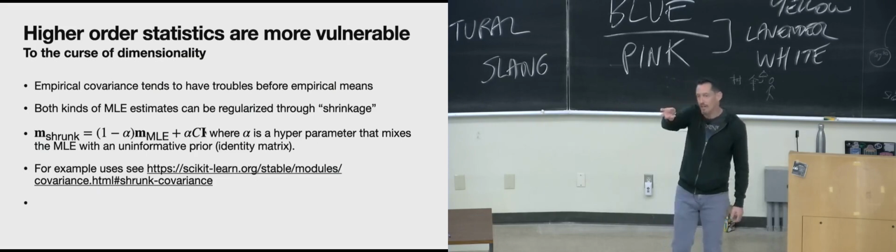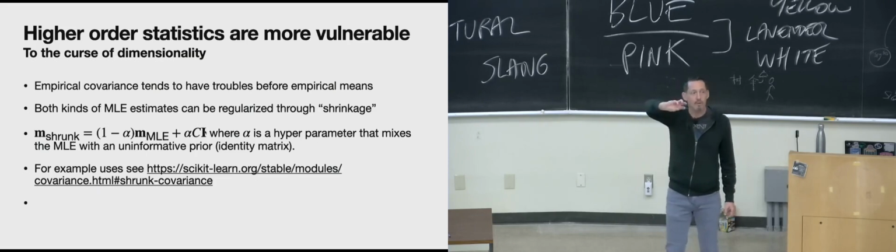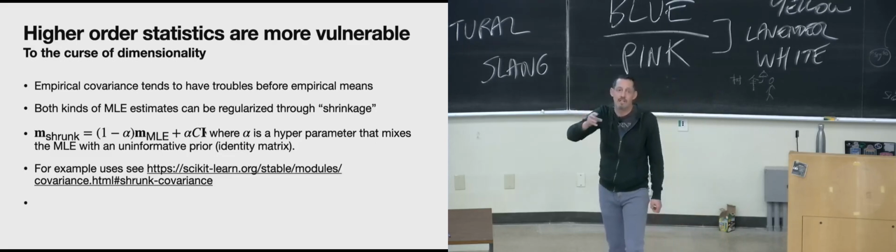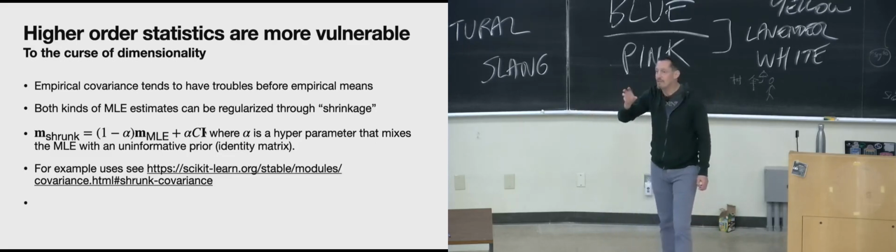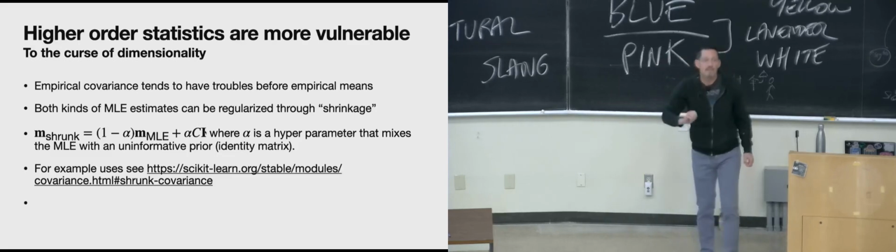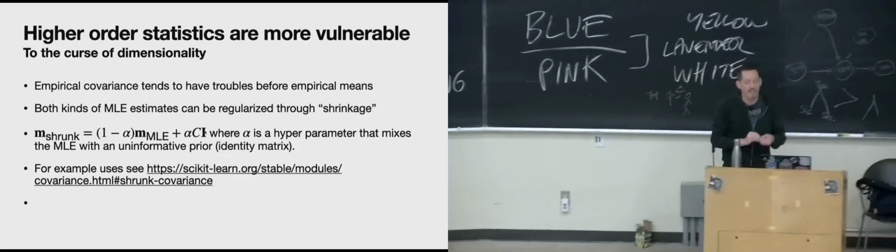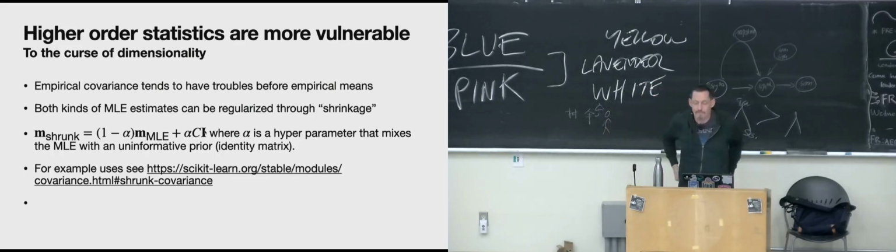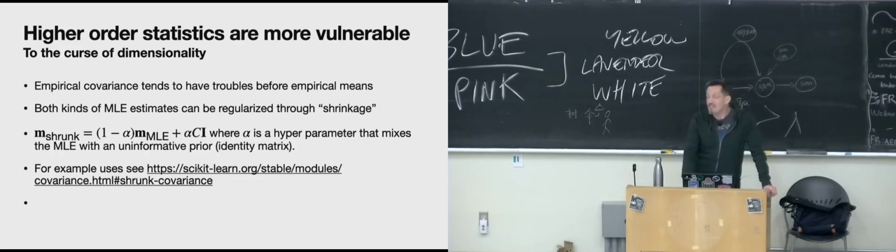Alpha is a little parameter, a hyperparameter, that I have some method to set. I'm not going to talk in general about what that is, but there's some method for setting that. And I mix the thing I observed with this dumb, uninformative prior. Okay, so you should definitely take a look at scikit-learn's docs, because they implement this right here with shrunk covariance.